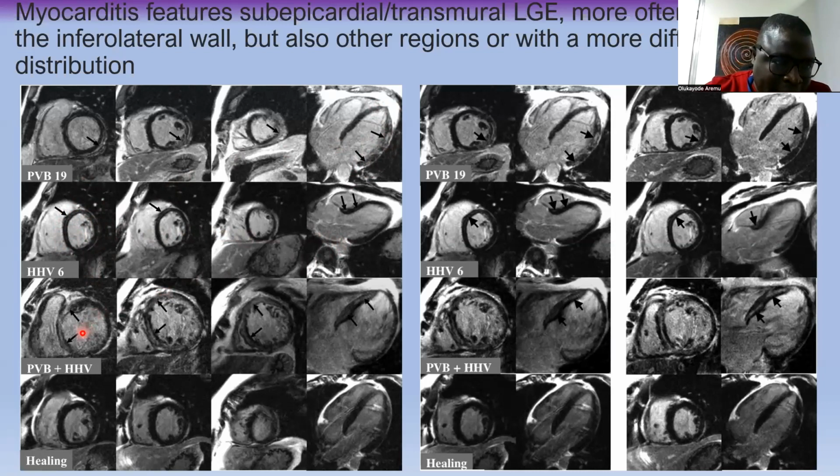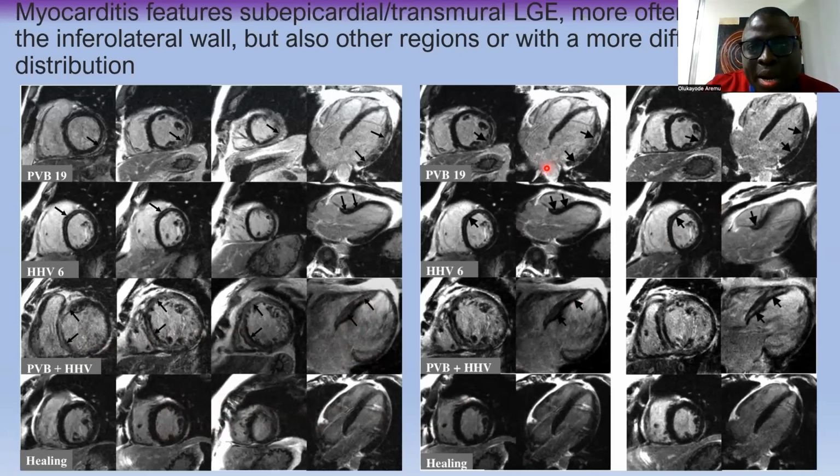And then look at the insertion points. Look at the insertion points of the PVB and the HHV myocardium here from top to bottom. We can see it, and it cuts across the panel here. On the long axis view, you can appreciate the enhancements that you can see. And you can see almost all of them have finished healing here. That is why it was not indicated with any arrow.